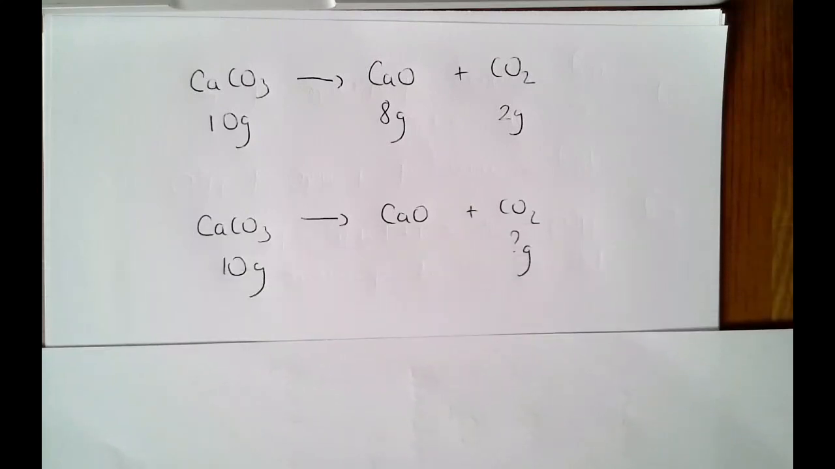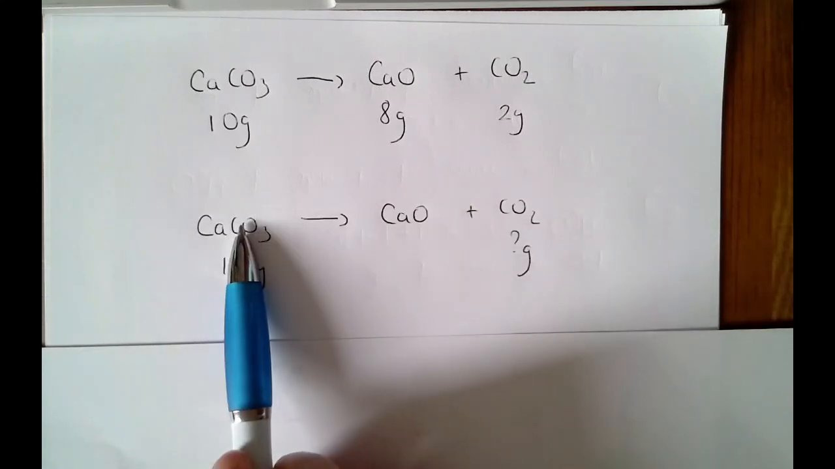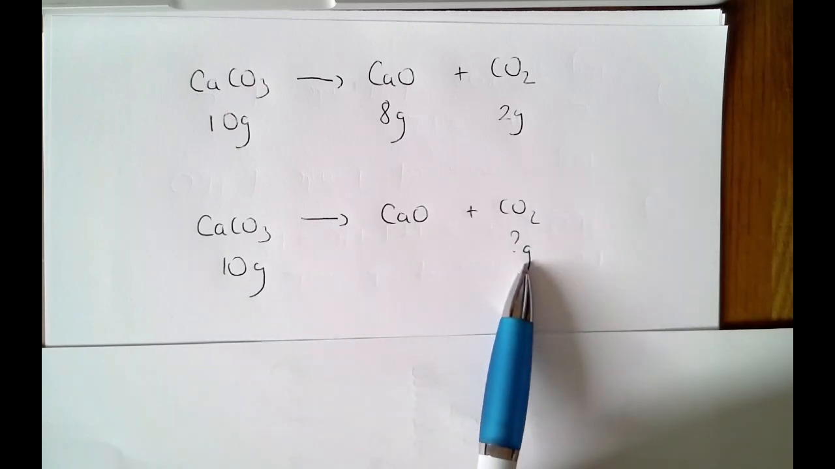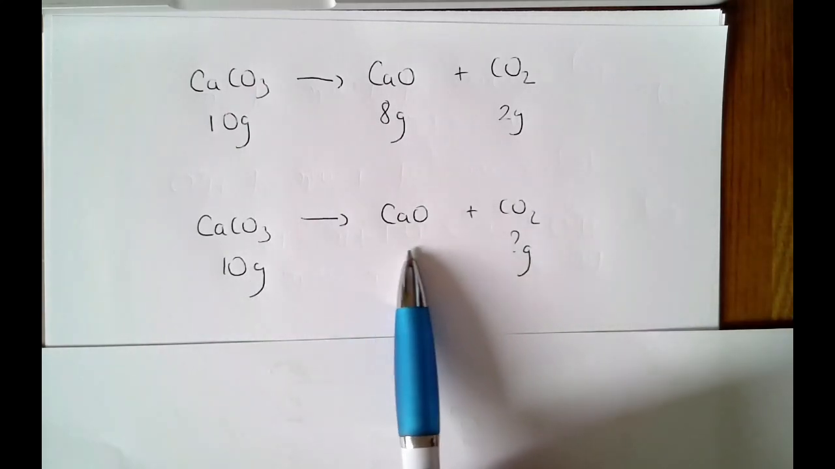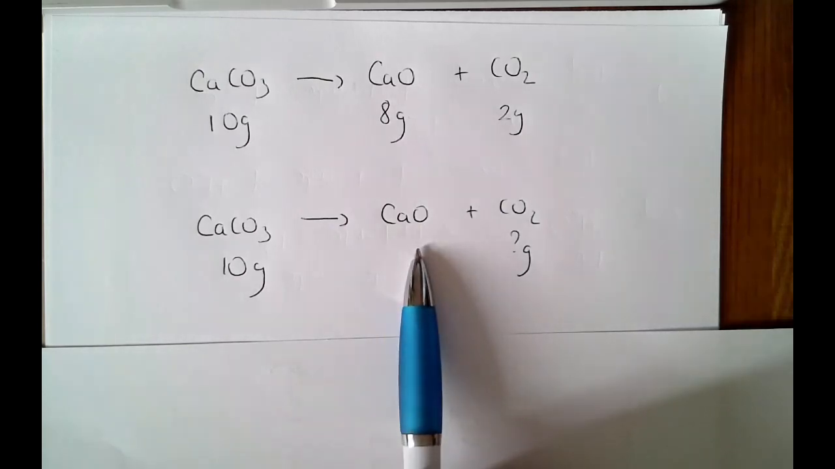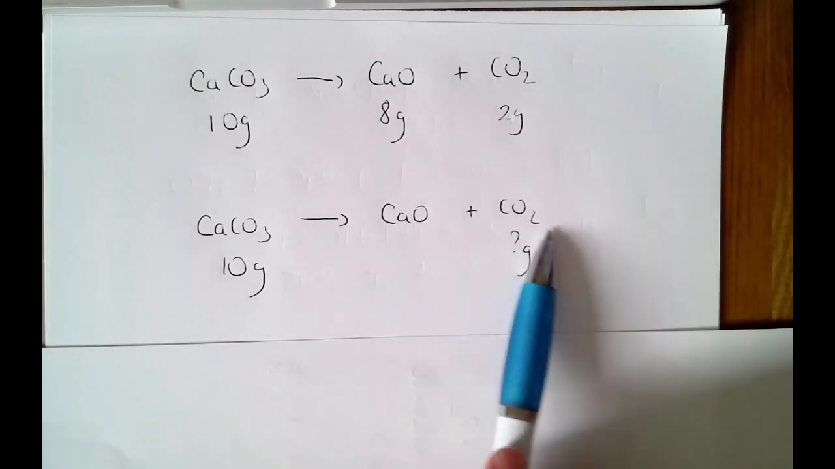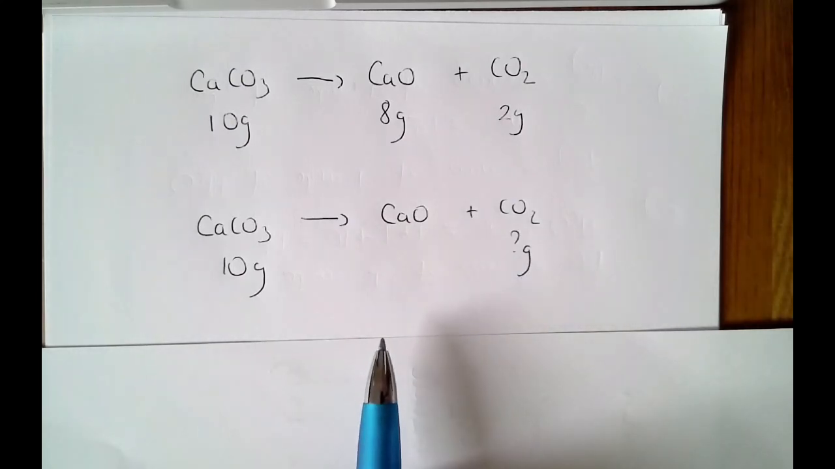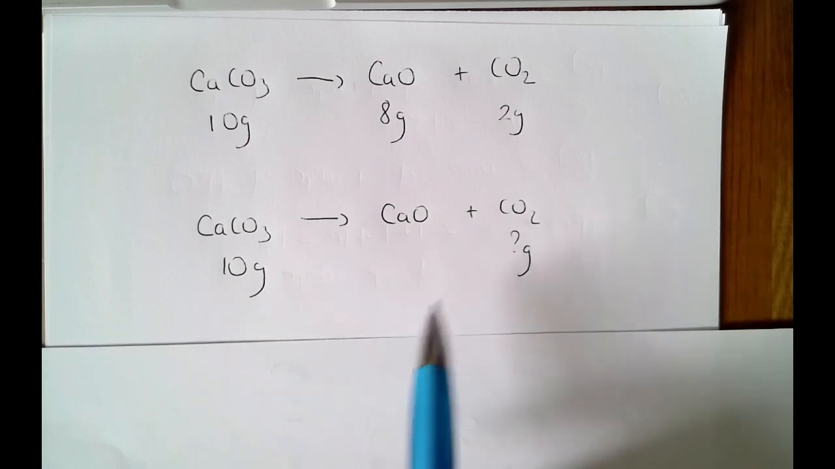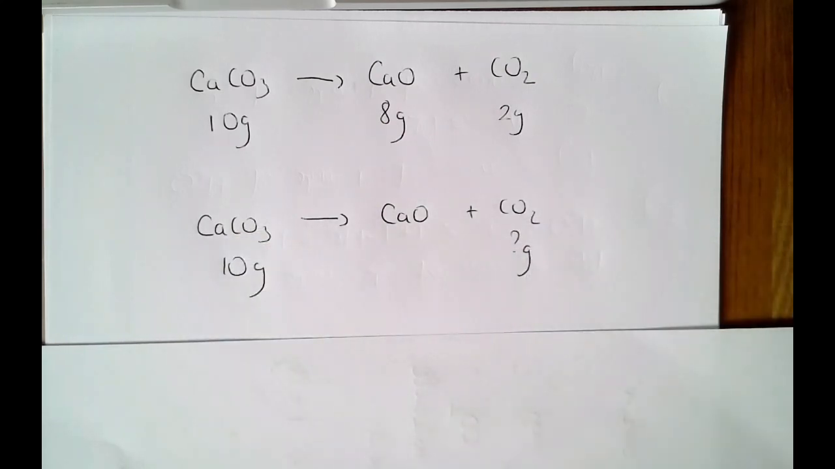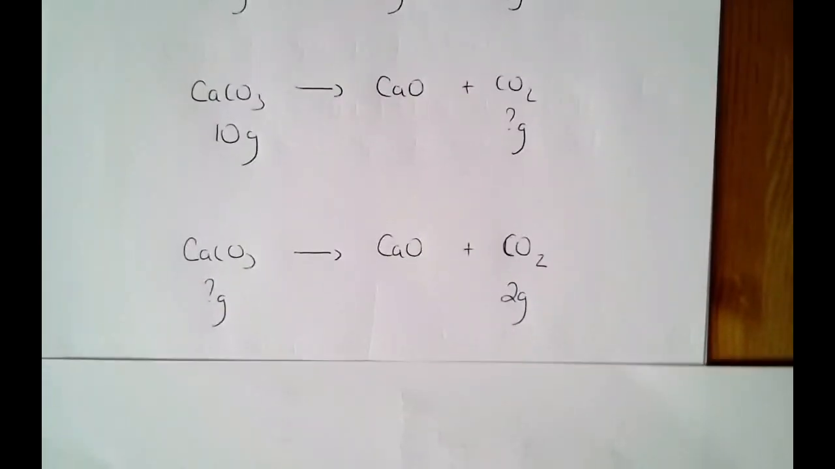The next question though, you're given calcium carbonate again. You're told you're starting off with 10 grams. You're asked how much you're going to get of the CO2, but you're not told anything about the calcium oxide. Without being told how much calcium oxide you're making, you're not going to be able to figure out how much carbon dioxide you're making without using a moles table. So you'd have to use a moles table when you're only given 1 mass and you're asked to find the mass of something else.